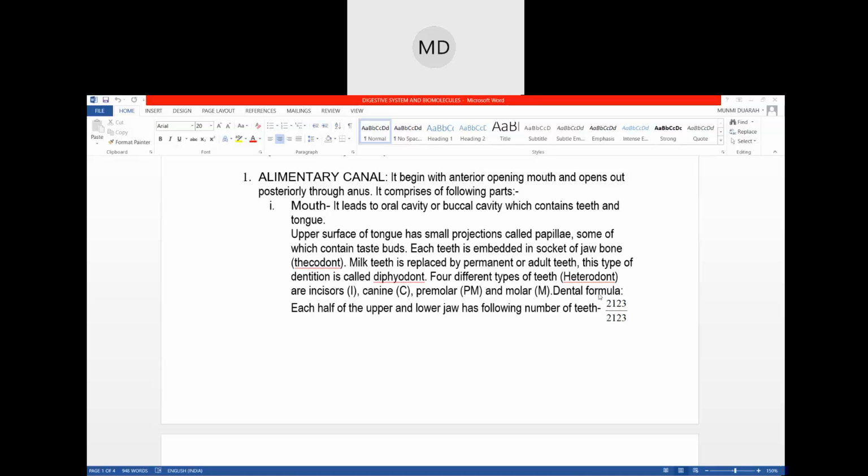Anyways, this is the upper jaw and this is the lower jaw. A normal adult human being has a total of 32 teeth. 16 will be on top and 16 down, right? 16 and 16. So the upper one is known as the upper jaw and the lower part is known as the lower jaw. So this 2123 represents the upper jaw. That's 16 teeth.